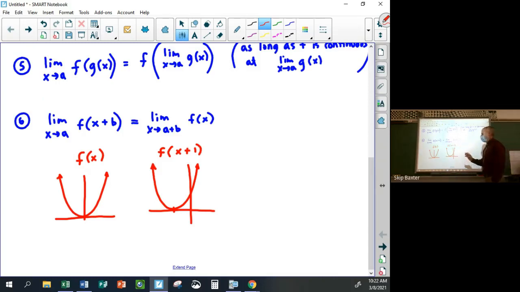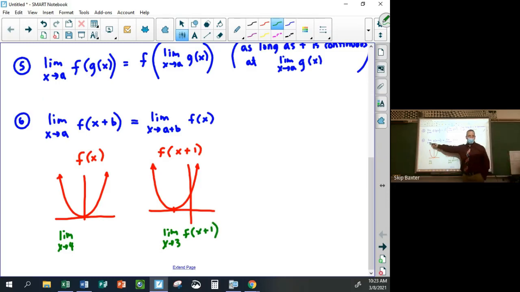So if you just think for a second, what if we're trying to calculate the limit as x goes to 4 of this function? Well, that's going to correspond to the limit as x goes to 3 in this function. So what I'm saying is, if you were trying to calculate the limit as x goes to 3 of f of x plus 1, that's what I wrote here. The limit as x goes to 3 of f of x plus 1 should equal the limit as x goes to 4 of f of x. Those two limits are equal to each other.